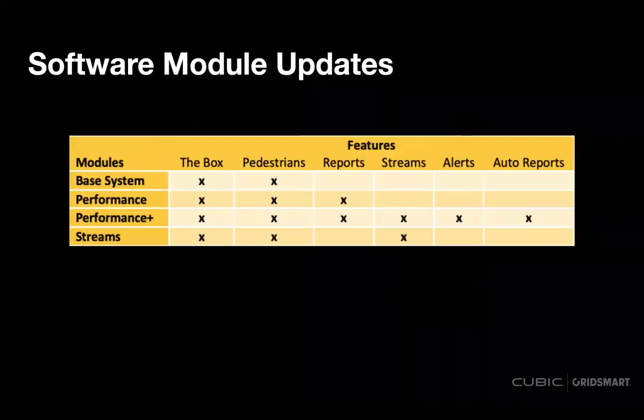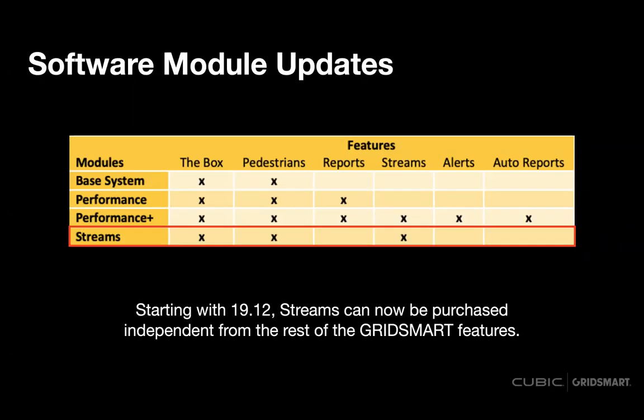The next thing I'd like to talk about is the modules. So as you see here, we've got a table that shows the different modules on the left and all the different features that can be enabled by them along the top. You note that the box and pedestrians are enabled across the suite of modules that we have available. One new thing that we've added, you'll notice, is the streams module. Starting with 19.12, streams can now be purchased independent from the rest of the GRIDSMART features, so that you can do remote monitoring, network video recording, and any other application that you might utilize streams for. We're really excited about that change and know a lot of people have been asking for it.